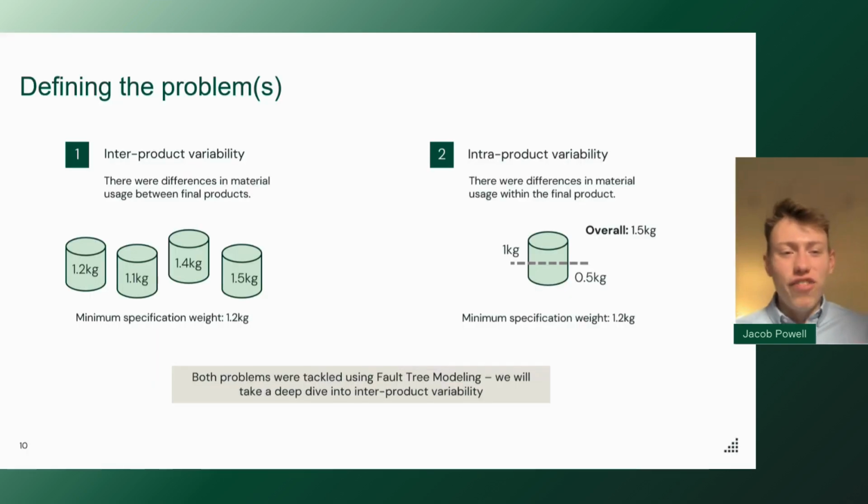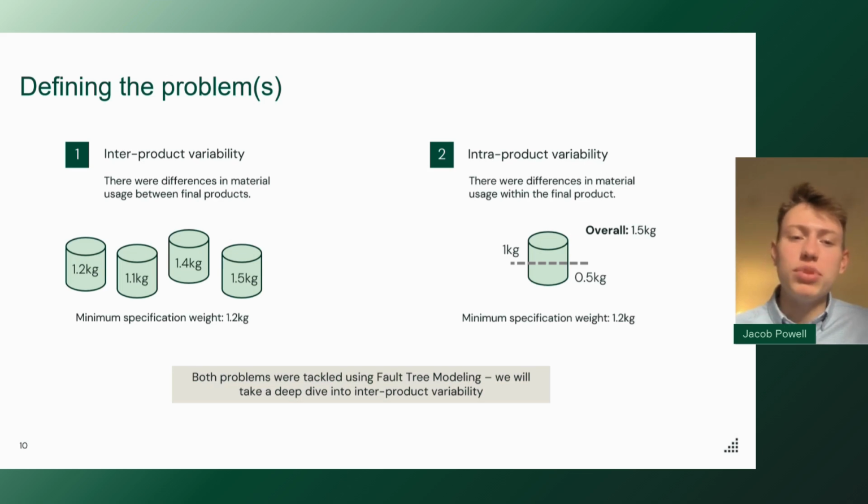I'm going to, again, define what this means because I appreciate that this might mean different things to different people, and it's good for us all to be on the same page here. So firstly, inter-product variability. Well, this is simply that there were differences in the material usage between final products. So you can imagine here maybe perhaps 4 final products, and they all had differing weights, even though they were the same products and they had gone through the same process. So this was inter-product variability that I'm sure many people are familiar with.